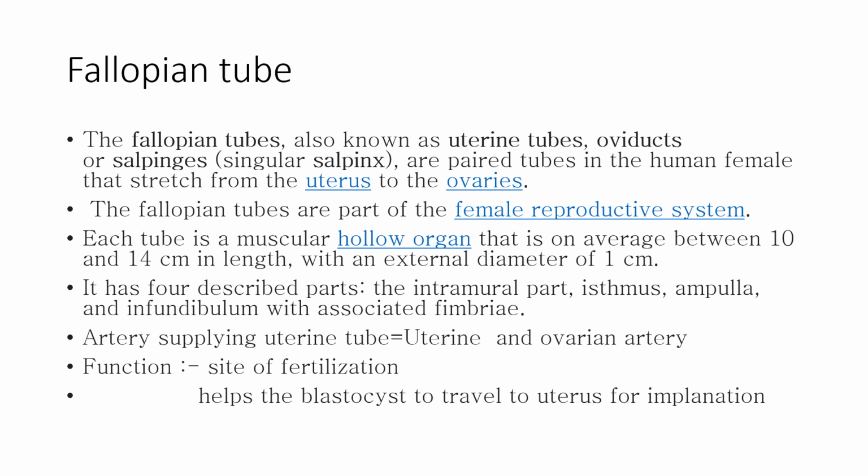Okay. Arteries supplying uterine tubes are the uterine and the ovarian artery. And function of the fallopian tube is that it is a site of fertilization and helps the blastocyst to travel to the uterus for implantation.